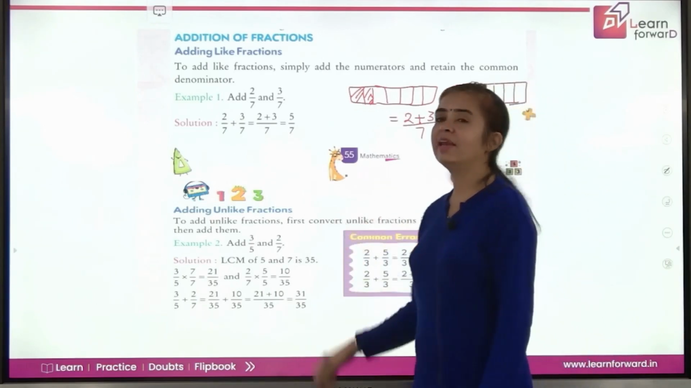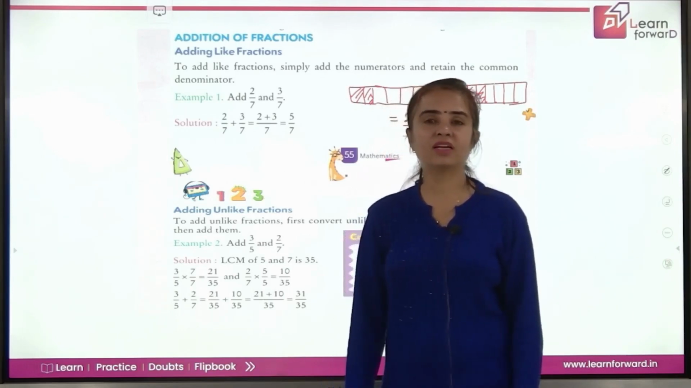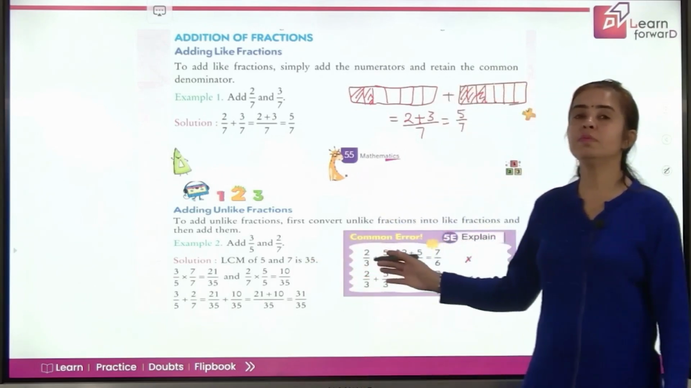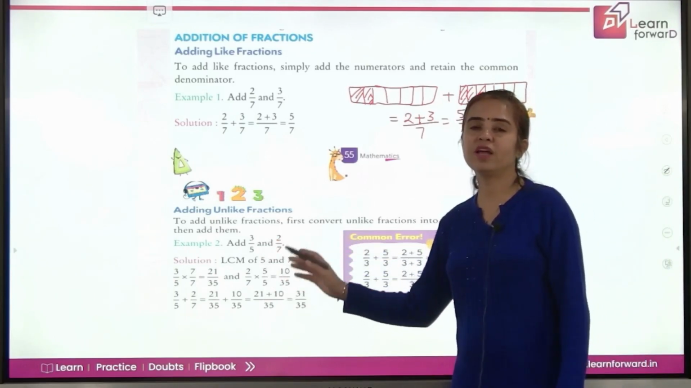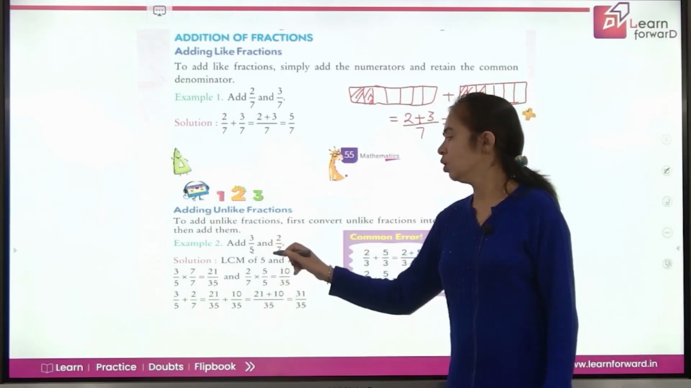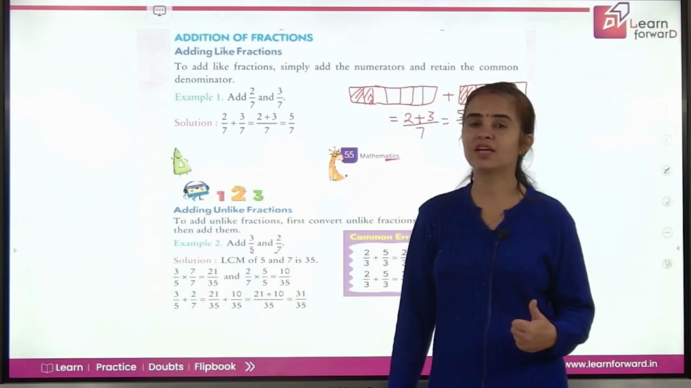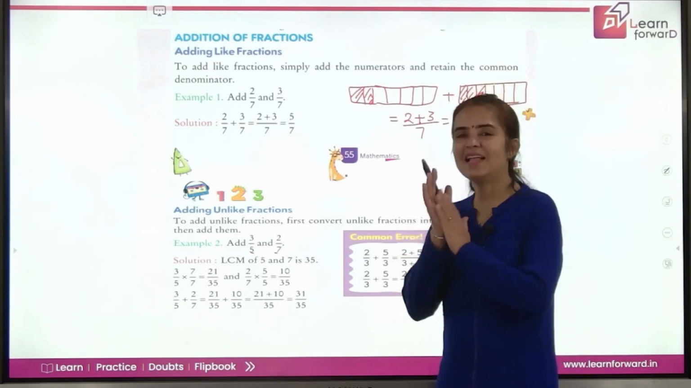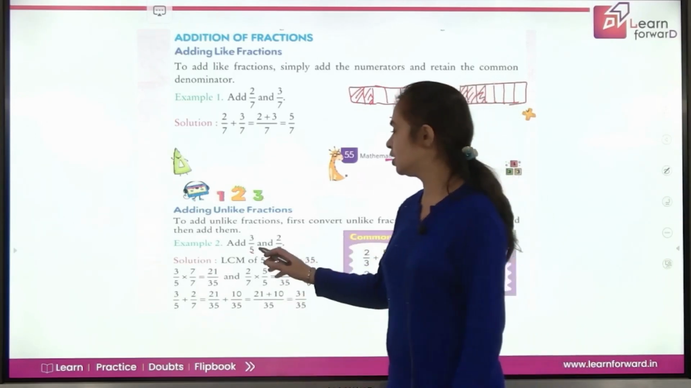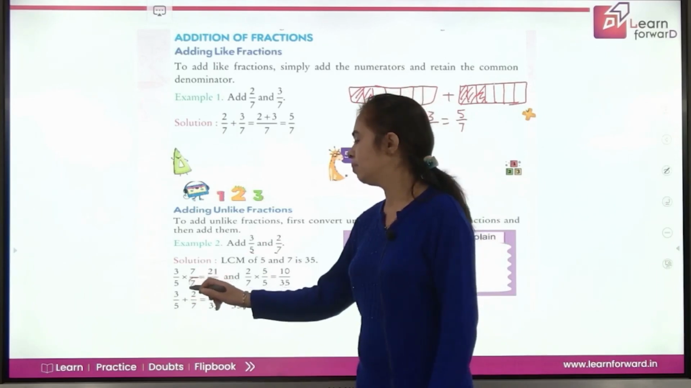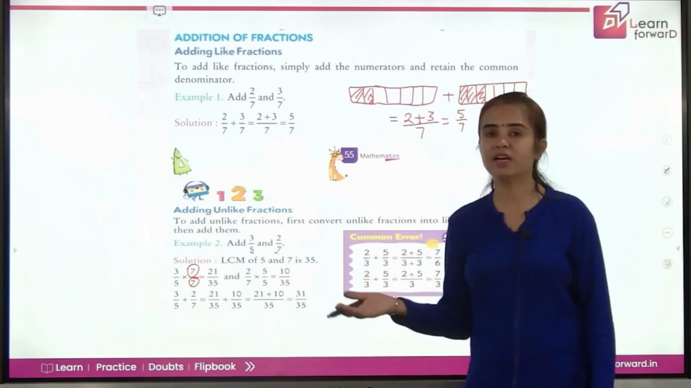But if you have unlike fractions, do you remember what we did to compare the fractions? They were unlike fractions. The same we will be doing here. We'll be making them equivalent like fractions first. So if you have the fractions 3 by 5 and 2 by 7, what do you see? The denominators are different. So first change them into the same denominators, into like fractions, by finding the LCM. So the LCM of 5 and 7 is 35. Let's change them. 5 will be changed into 35 by multiplying by 7. So we'll multiply the numerator also by 7. That is how we get the equivalent fractions.